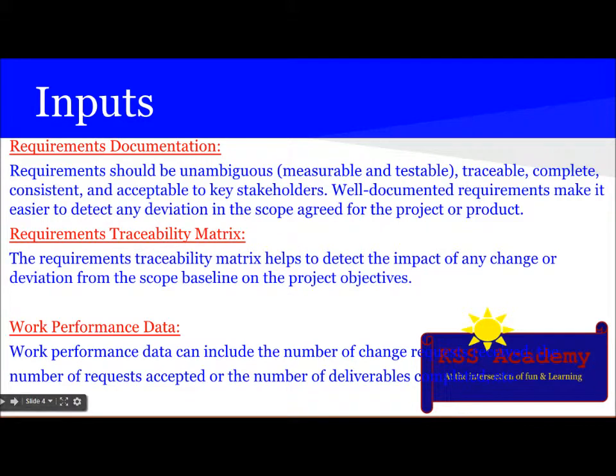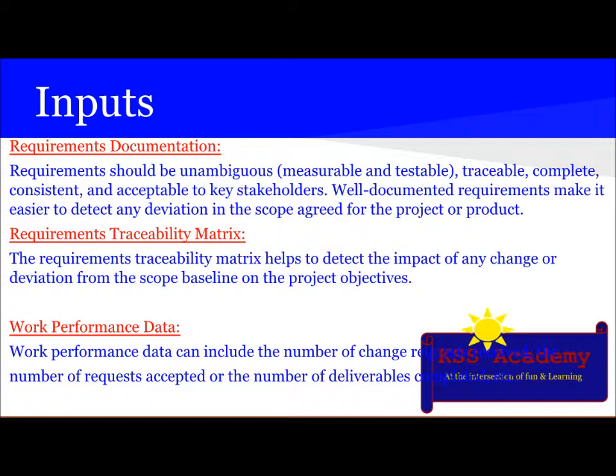The next input is requirements documentation. Requirements should be unambiguous, measurable, testable, traceable, complete, consistent, and acceptable to key stakeholders. Well-documented requirements make it easier to detect any deviation in the scope agreed for the project or product. The next thing is requirements traceability matrix. This helps to detect the impact of any change or deviation from the scope baseline on the project objectives.